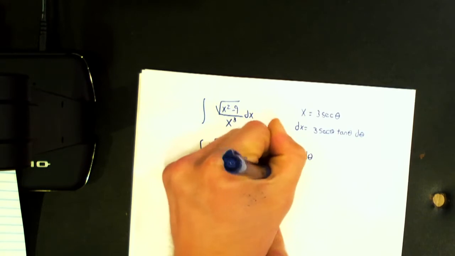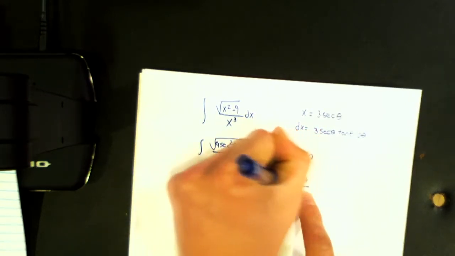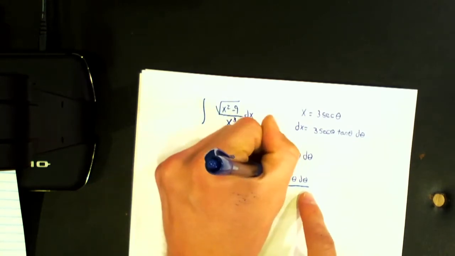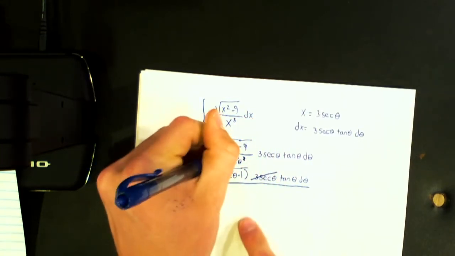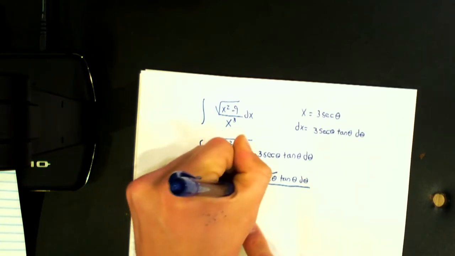And Steven, you said cancellation? Can you cancel that? 3 secant theta. Yeah, you would be able to. So 3 secant theta, with one of these 3's down here, I would make it 9 secant squared theta.